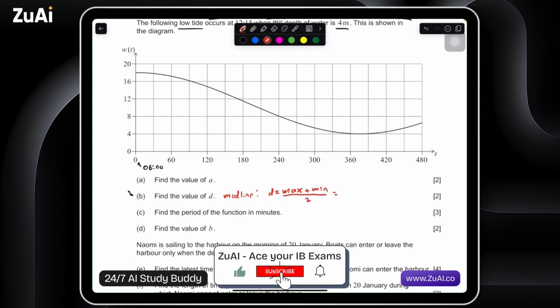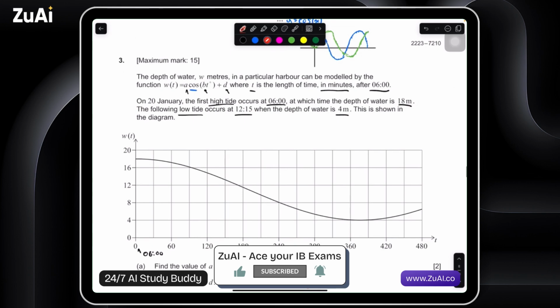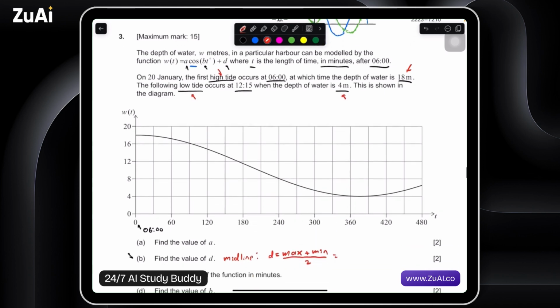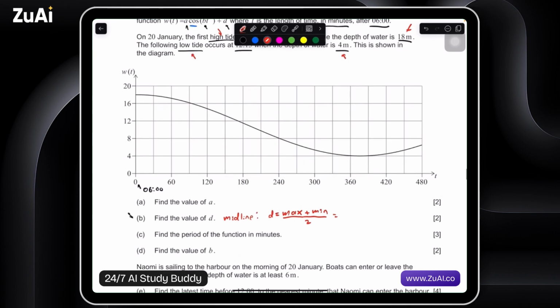So in this case, they told us the water had its maximum depth at 18 and its low tide at 4 meters. So once again, max at 18, minimum at 4. So if we have our midline, that center line that we go through, the average, it's going to be 18 plus 4 over 2, or 22 over 2, or 11. So let's box that in and say d is equal to 11.